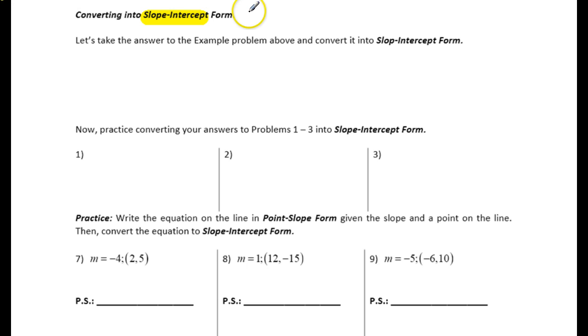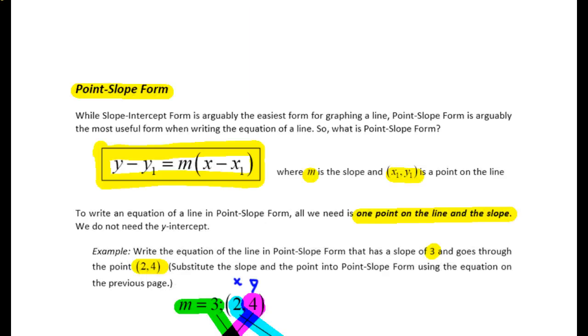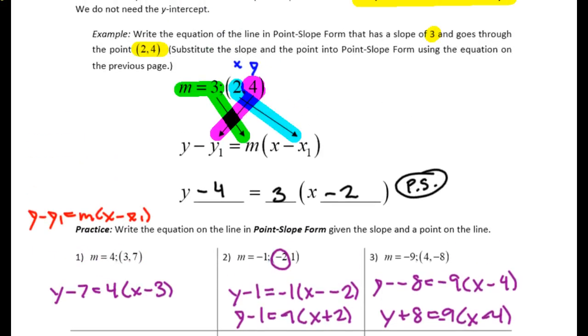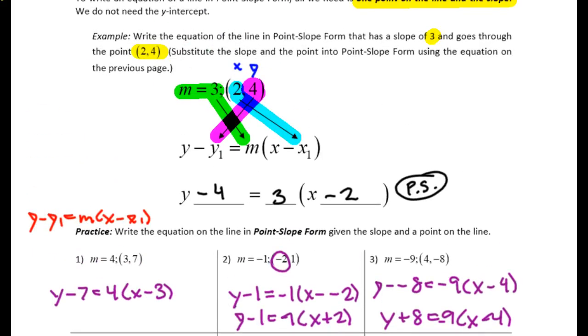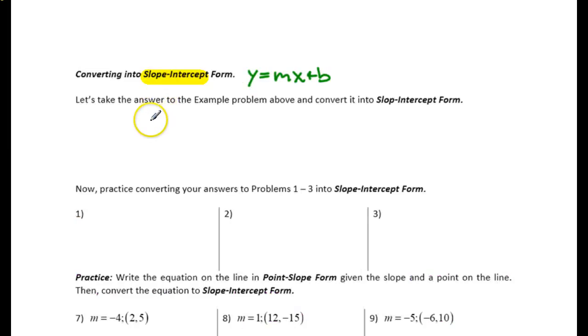Alright, so we're going to do what we've been doing, but now we're going to go further and finish up with what you did all last chapter, mx plus b. Okay? So this one says let's take the answer to the example problem above and convert it. Let me go back and get the example problem. The one we did here was y minus 4 equals 3 times x minus 2. Okay, so this is from the example on the front side. Alright, so this is where we had already plugged in the slope and the values of the point.